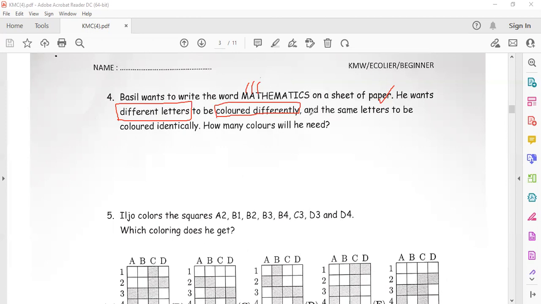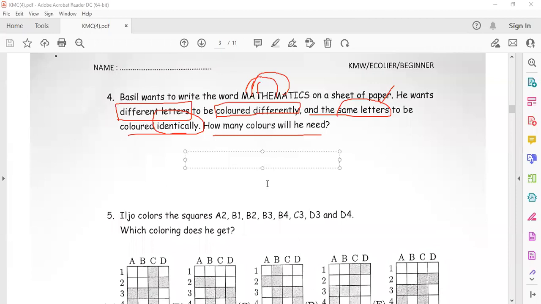And he has another condition, the same letters. What are same letters? For example, A and A is the same. M and M is the same. Can you see that? To be colored identically. This is another keyword. So how many colors will he need? And how do we do this?